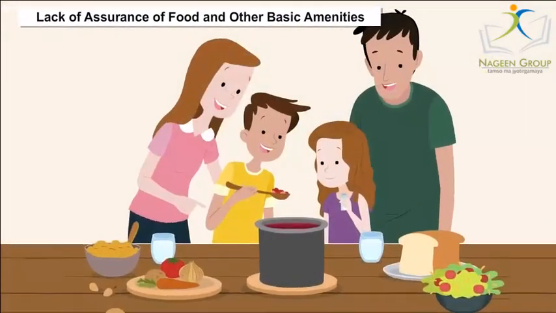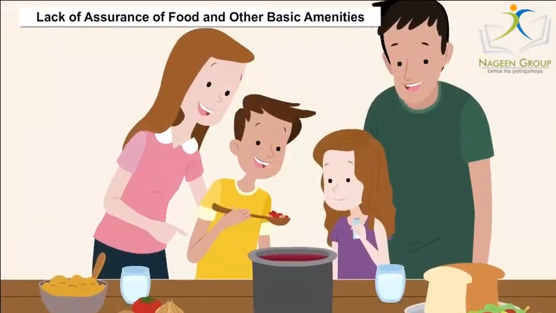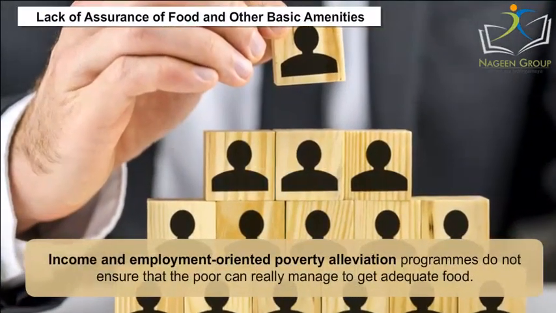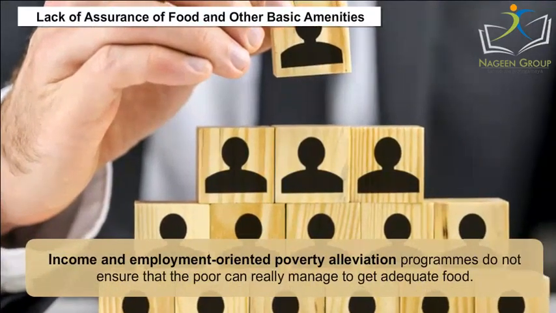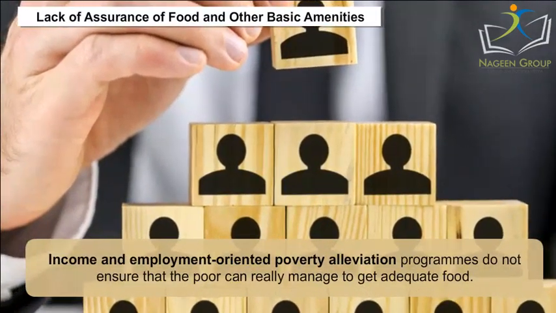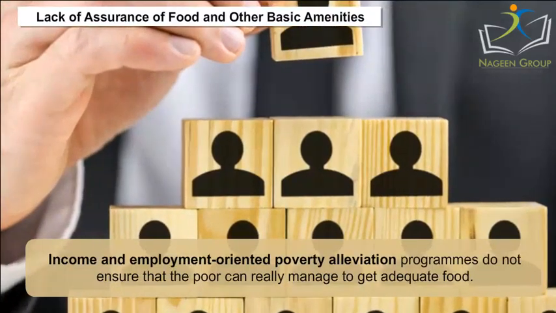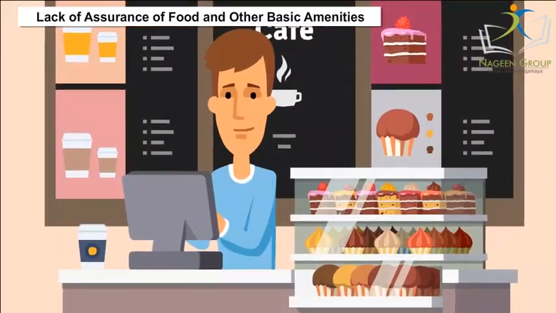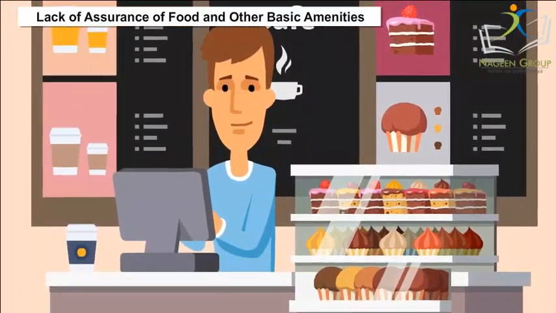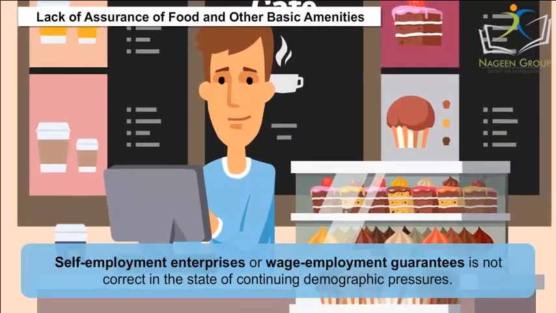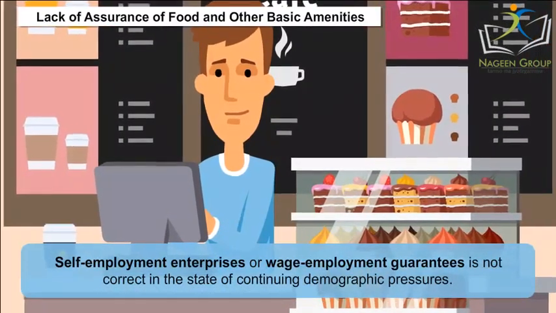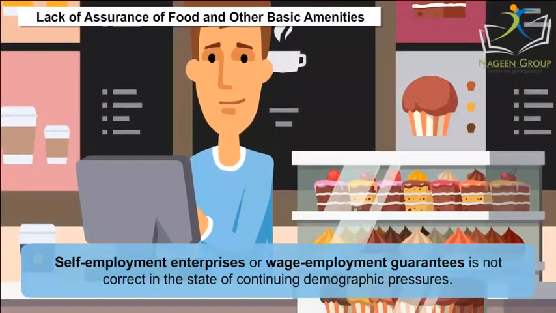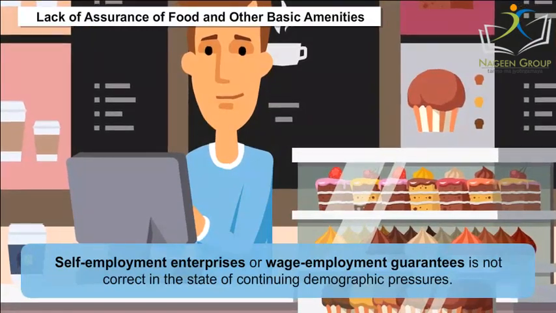Lack of assurance of food and other basic amenities. Income and employment-oriented poverty alleviation programs do not ensure that the poor can really manage to get adequate food all year round for the family with the increased income. Other than this, the household approach, being focused around self-employment enterprises or wage employment guarantees, is not correct in the state of continuing demographic pressures and an increasing number of small-size farm holdings.